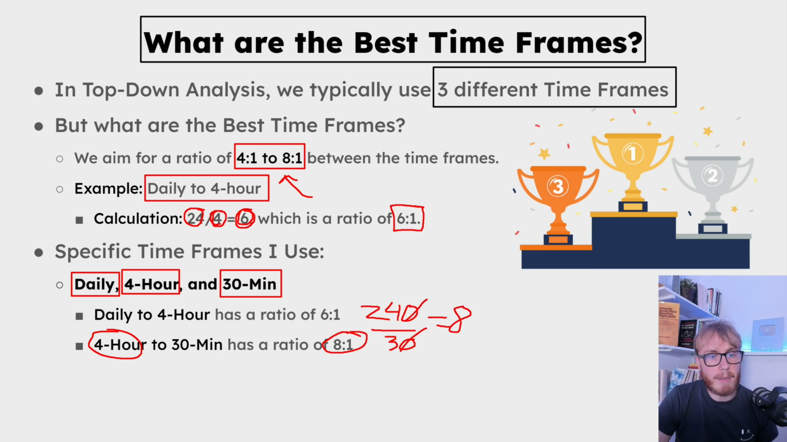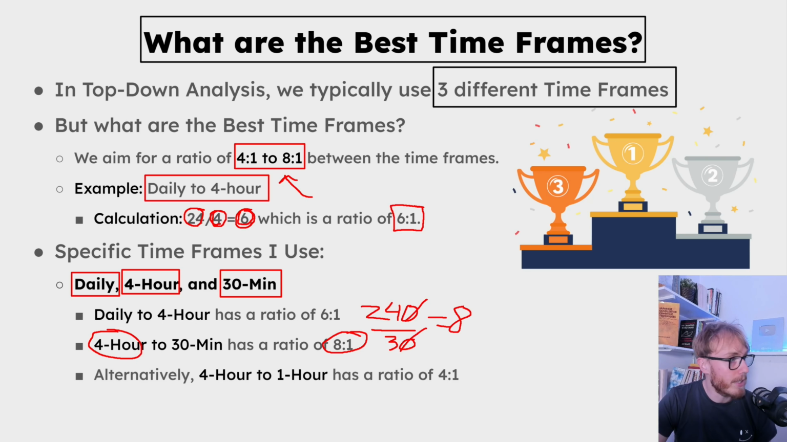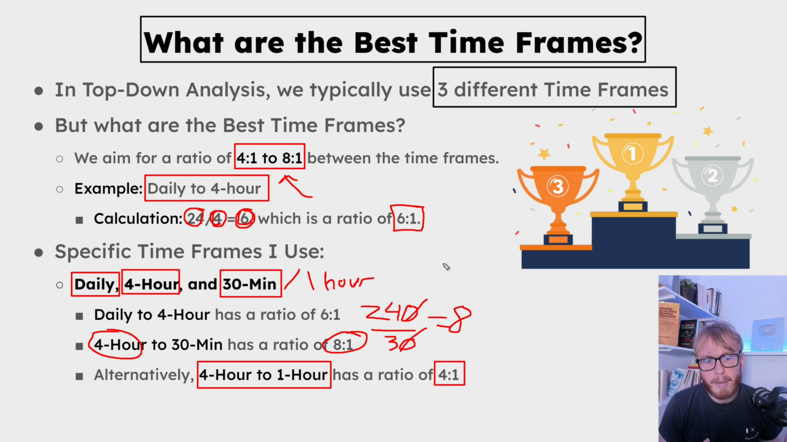But remember, what I aim for is 4:1 to 8:1. So what we could also use here is a 1 hour time frame instead, because the 4 hour to 1 hour has a ratio of 4:1. So this is still a possible combination. Instead of the 30 minutes, we can use the 1 hour. But one reason I usually prefer the 30-minute is that we will have twice as many candles and we will get a more detailed short-term picture of the market. And many times that can actually be a big benefit.